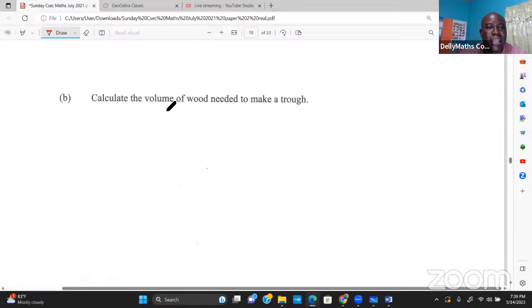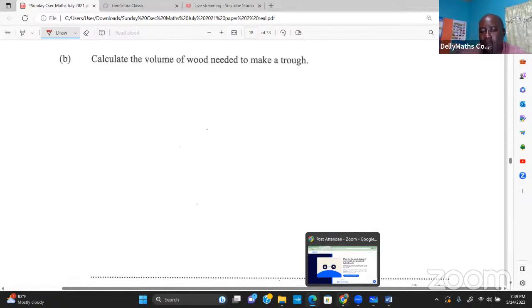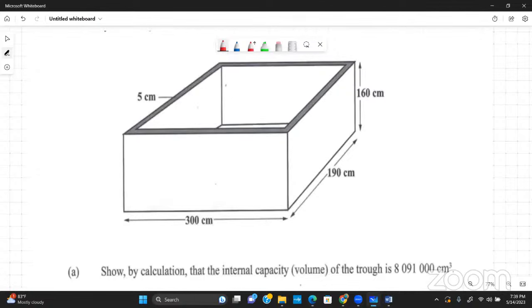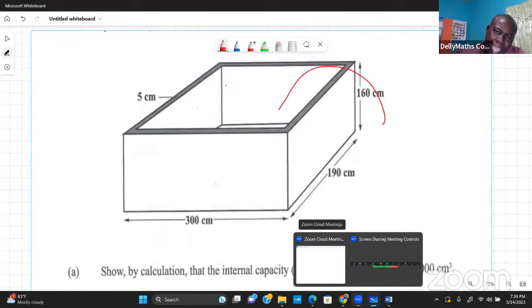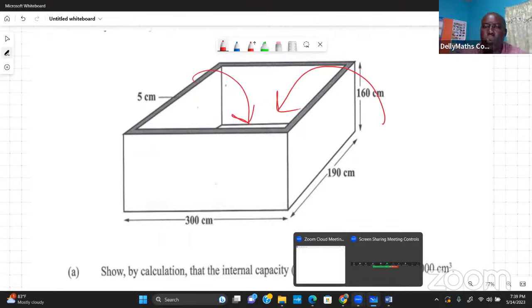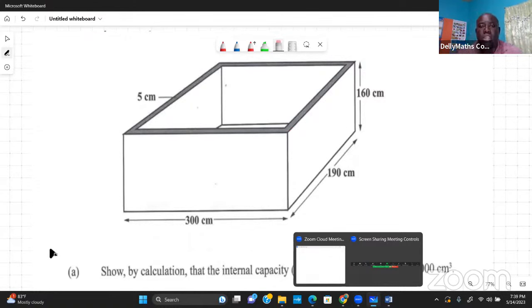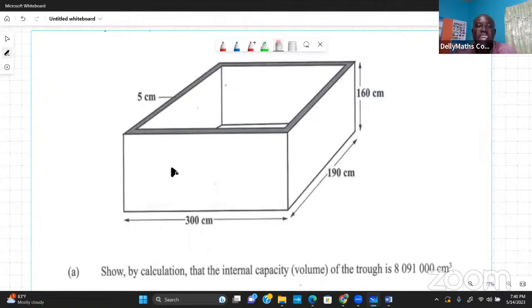Next question now says calculate the volume of wood needed to make the tank. Now the volume, you will agree, let me just mark this up. You will agree that I could walk inside here. It is simply saying that it's empty. So that's not wood, it's empty, there's a big gap. That internal thing that we just found is empty space. Context for the word capacity, the space to be filled, that's capacity. We just found that emptiness inside.